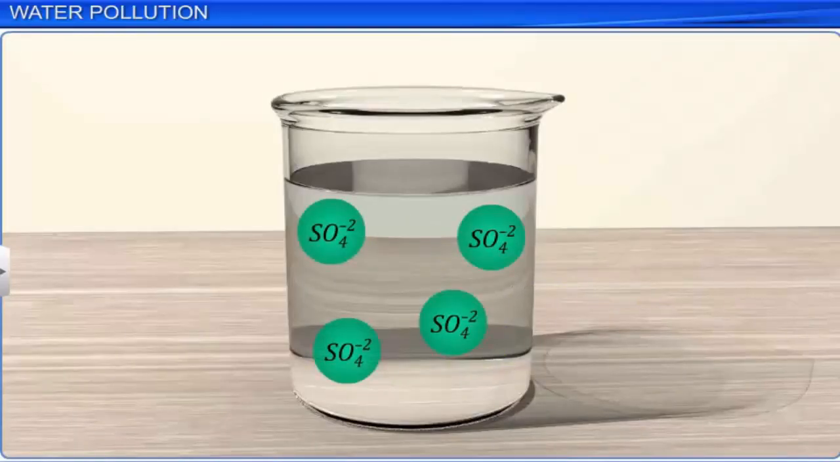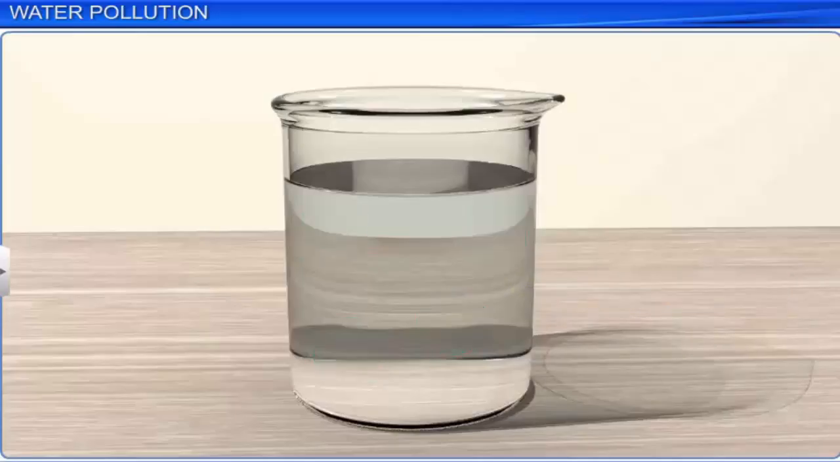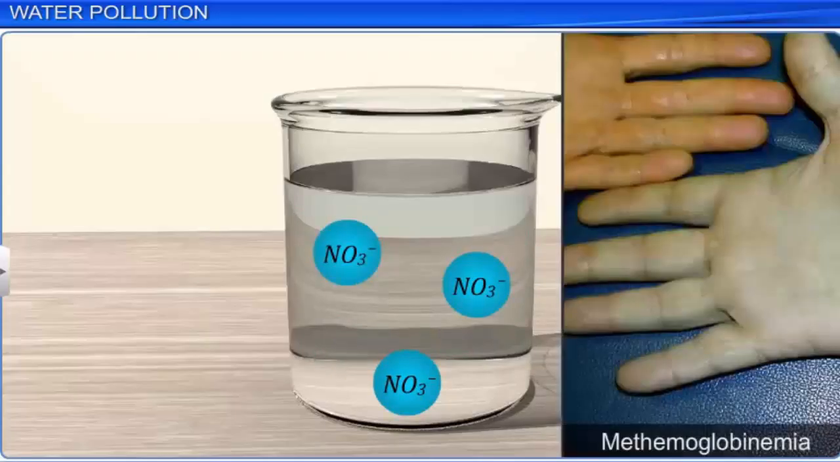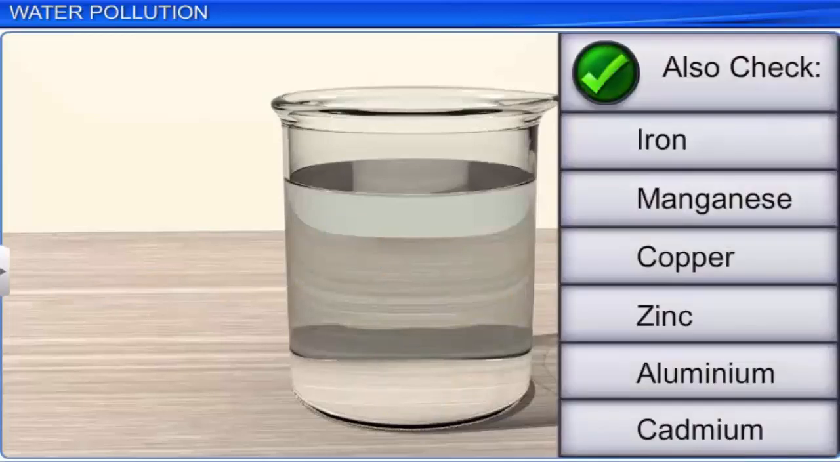Sulfate in a moderate amount is not harmful, but if it exceeds 500 parts per million, then it may cause a laxative effect. Another element, nitrate, can cause diseases like methemoglobinemia if it exceeds a concentration of 50 parts per million. We should also check for the concentration of some metals like iron, manganese, copper, zinc, aluminium, and cadmium in drinking water.